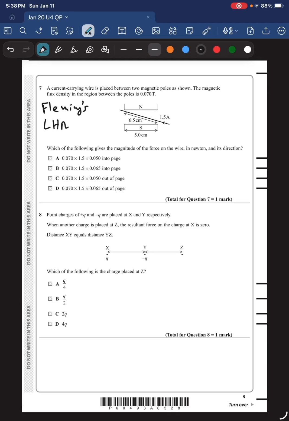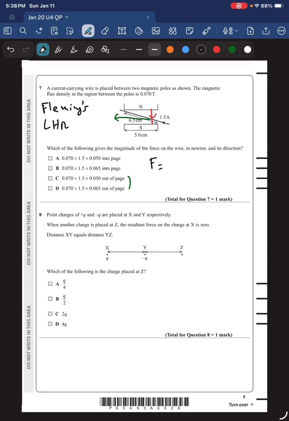left-hand rule. Our index finger has to point in the direction of B, and B goes from the North Pole to the South Pole, so your index finger has to point downwards. Your middle finger has to point towards the component of the current that is perpendicular to B, so this component. Therefore, your thumb is going to point towards the direction of the force, which is out of the page. So it's either C or D.